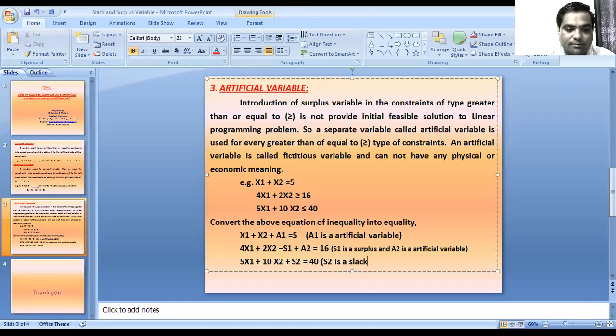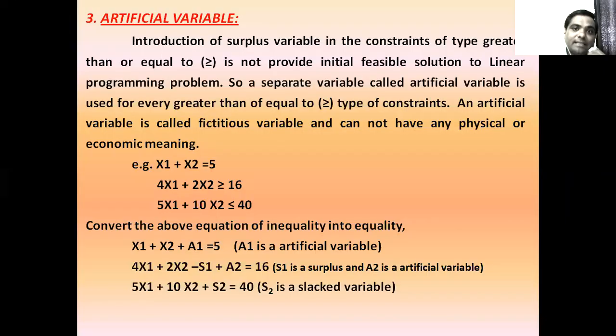When we use the slack variable, the constraints are of less than or equal to type. When we use the surplus variable, the constraints are of greater than or equal to type. But when we use the artificial variable, most of the time the greater than or equal to type of constraint does not provide us an initial feasible solution. So at that time we use the artificial variable. In this case, for the first two constraints, x1 plus x2 is equal to 5 and 4x1 plus 2x2 is greater than or equal to 16, we use the artificial variable.